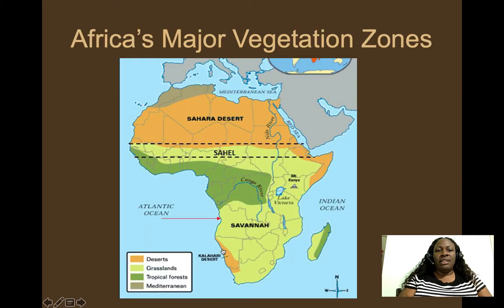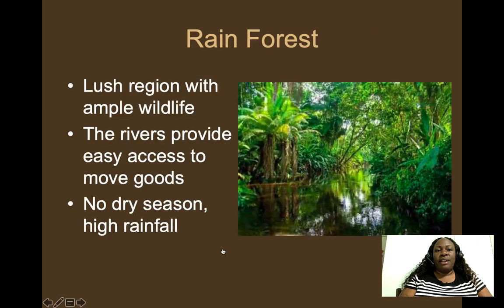Great job, students. The last region we're going to look at is the tropical rainforest. The tropical rainforest is going to have ample wildlife. It's going to have great vegetation, or we can use the words lush vegetation, in this area. The Congo River runs through the rainforest, and it's a great way for transportation.